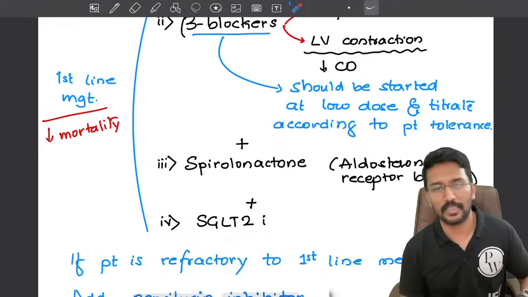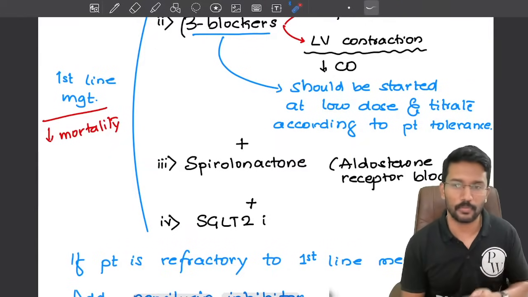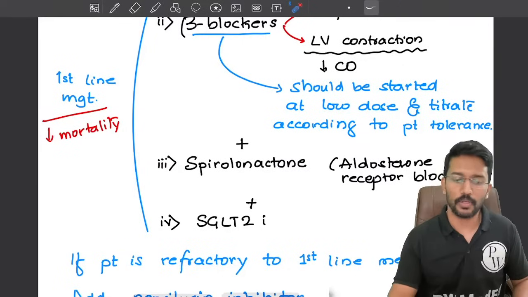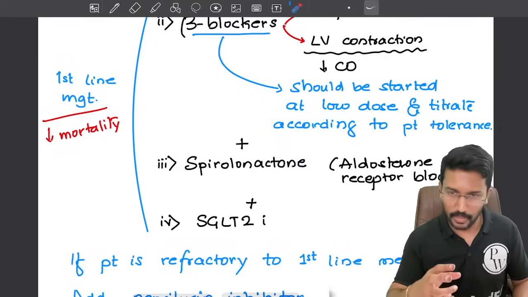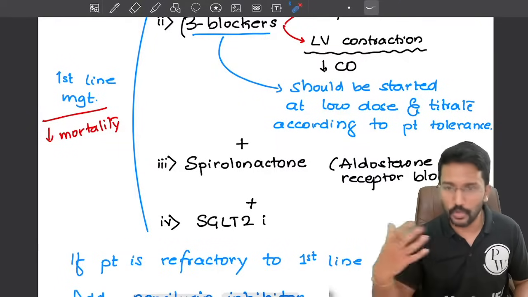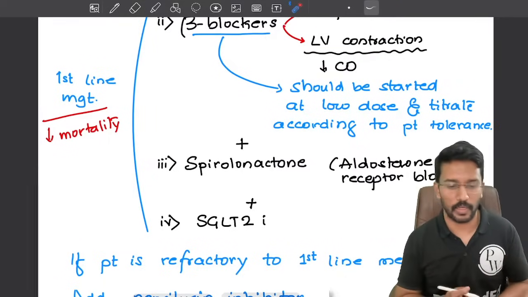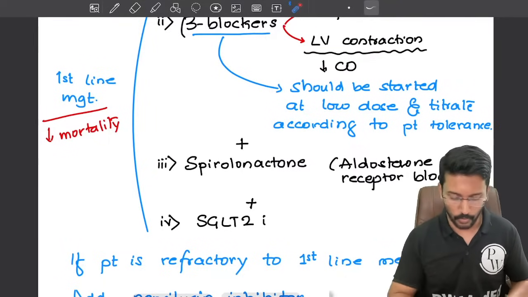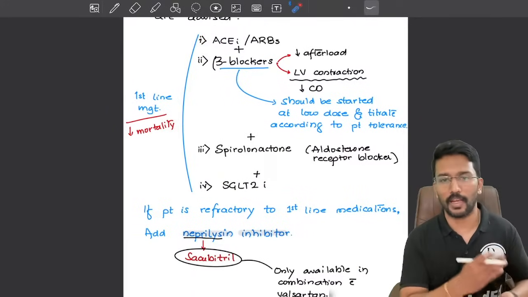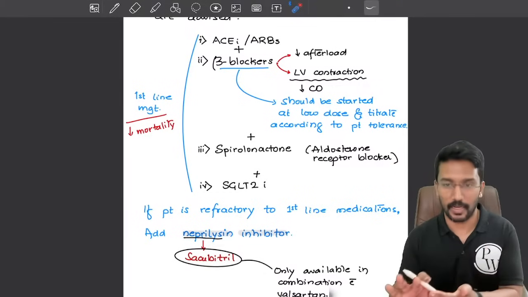is SGLT2 inhibitors, because SGLT2 inhibitors decrease the glucose absorption in the kidney, making you lose a lot of glucose in urine. And remember, glucose will not go alone, it will take water also along with that, and thus we will lose a lot of water, and thus we will do a preload reduction, which is also going to be beneficial for heart failure. Okay, so this is a standard initial first line management: ACE inhibitors or ARB plus beta blockers plus spironolactone plus SGLT2 inhibitor. This is how we start.